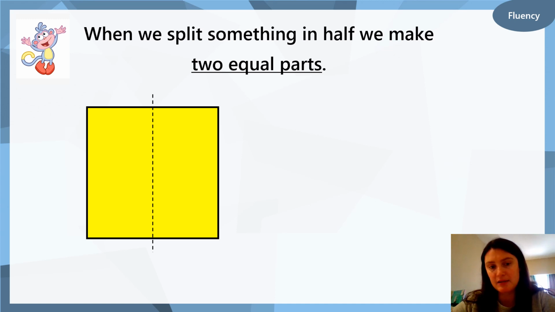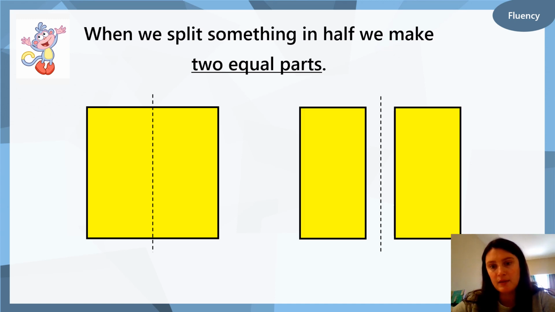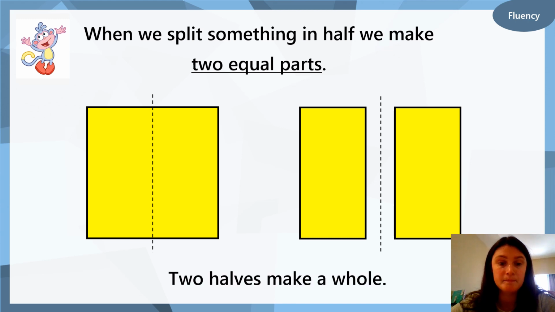So look, we can split it going down and make it into two parts. When we say that these parts are equal, we mean that both of them are the same size and both of them are the same shape. Have a look at these two halves. Is one bigger than the other? No, they are the same size. So when we put these two halves back together again, they will make a whole.